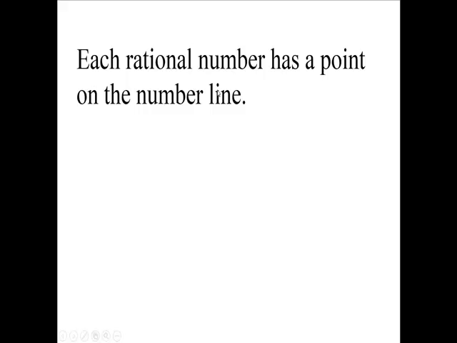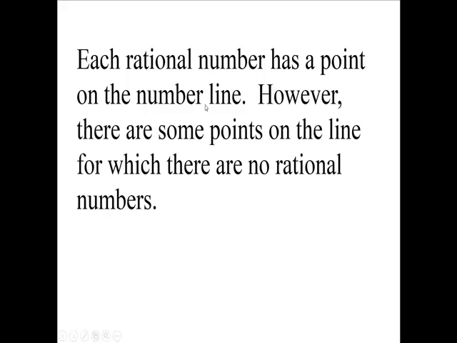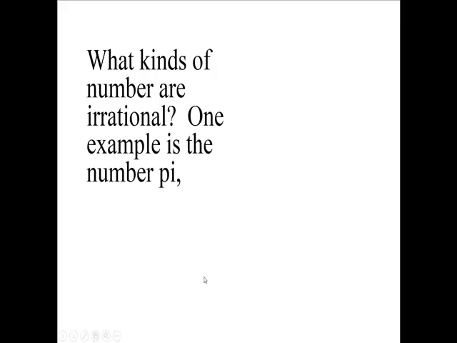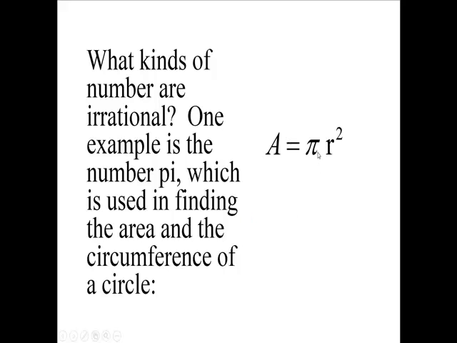Every rational number, you can put it on a number line. There are some points on the number line that are not rational. We call them irrationals. If they're not rational, they're irrationals. And what kinds of numbers are irrational? One of them is pi. You use that like if you're doing pi r squared, that's the area of a circle. If you say 2 times pi times r, that's the circumference of a circle. So pi is irrational. If you write that out, 3.14 is not really pi.